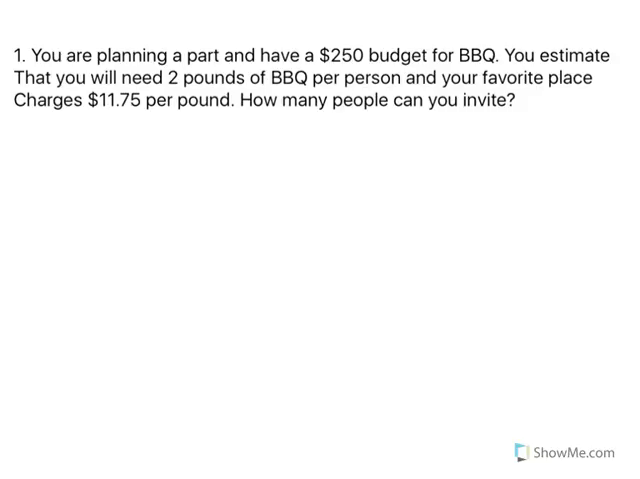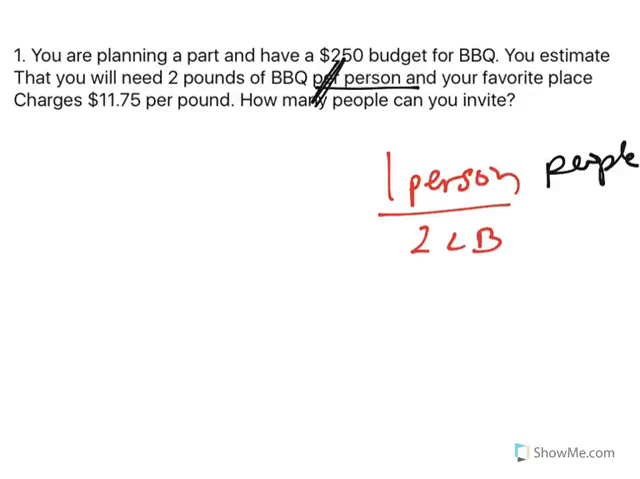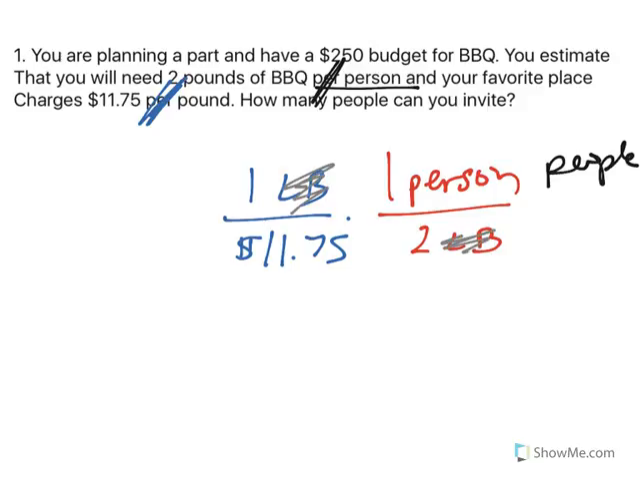Okay, well, you could work backwards because your goal is people. So this is per person, and remember, per is the division sign. If one person is 2 pounds of barbecue, and then you go over here and you see 1 pound is $11.75. See how I got that? $11.75 per pound. Per is the division sign, so 1 pound is $11.75. So that makes my pounds go away.